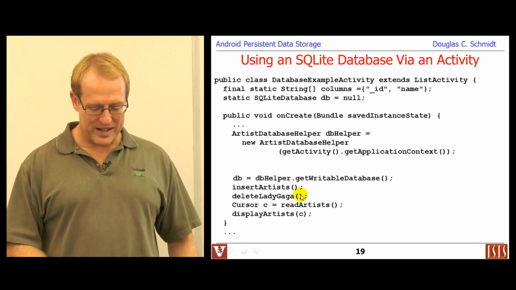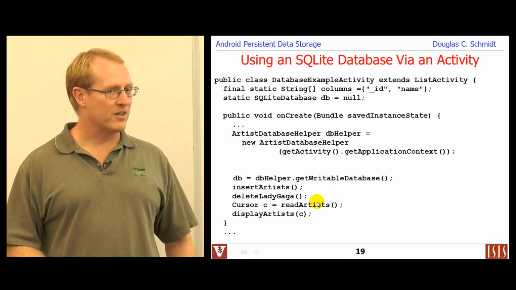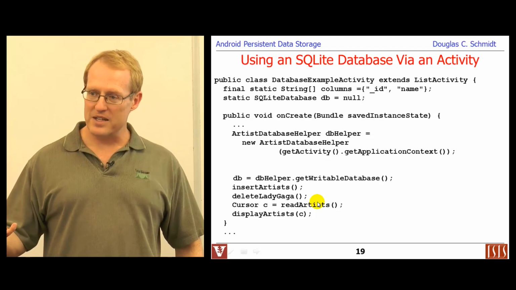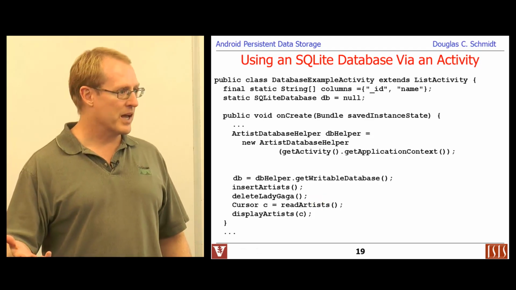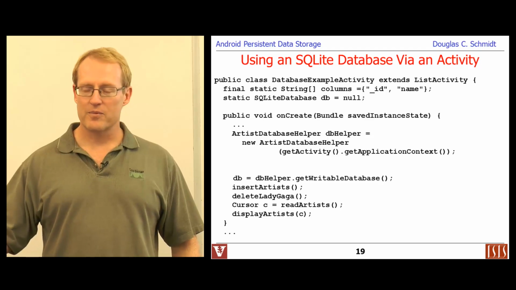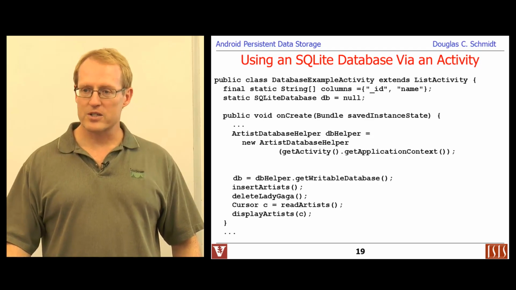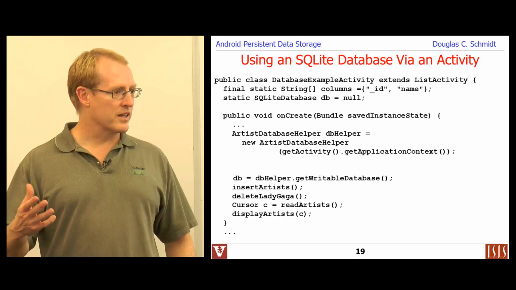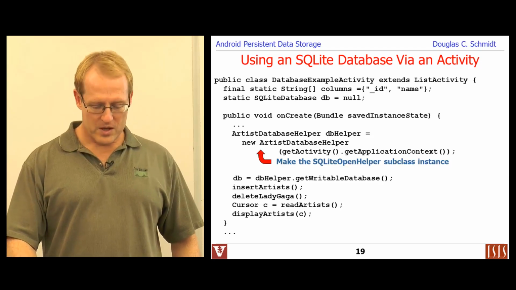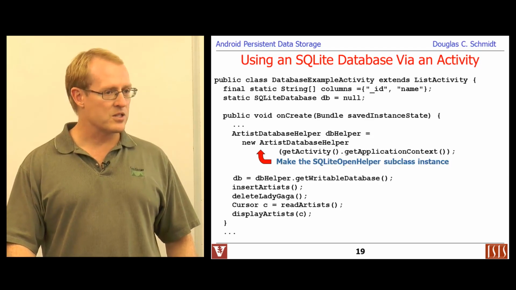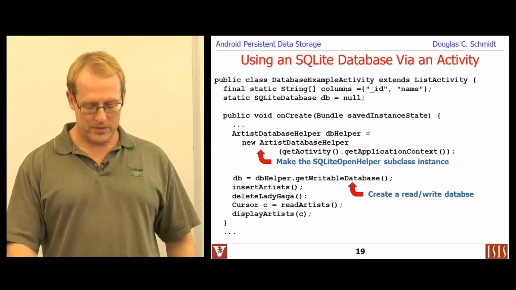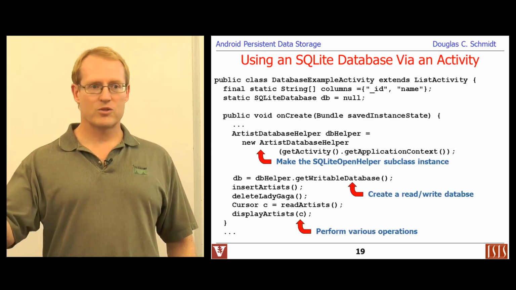And then we go ahead and get a cursor back from all the artists that we have in our database, and we display all the artists that we have there. And we'll talk about some of those things later. I'll talk about just some of the operations here. So those are basically the key steps that you do. So we make the subclass instance of SQLiteOpenHelper, create the database, do some stuff.